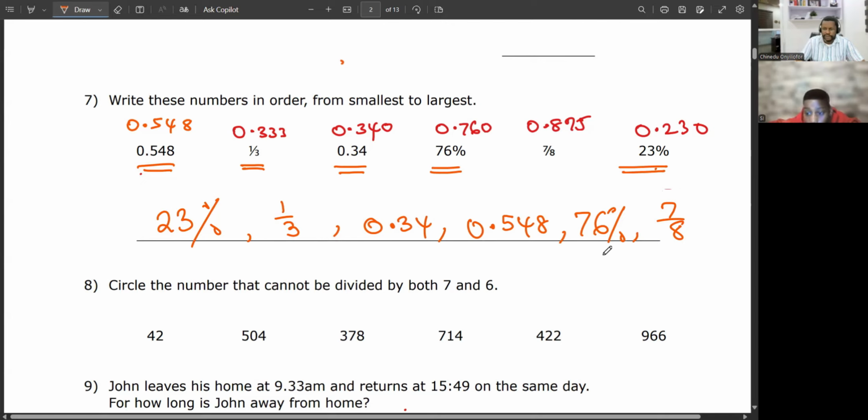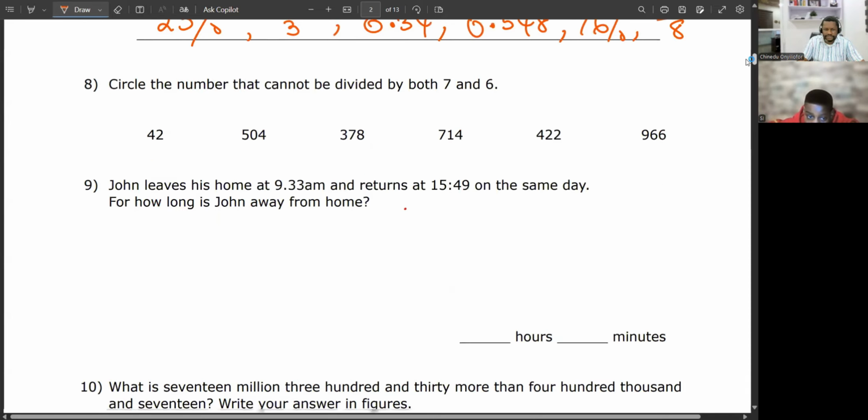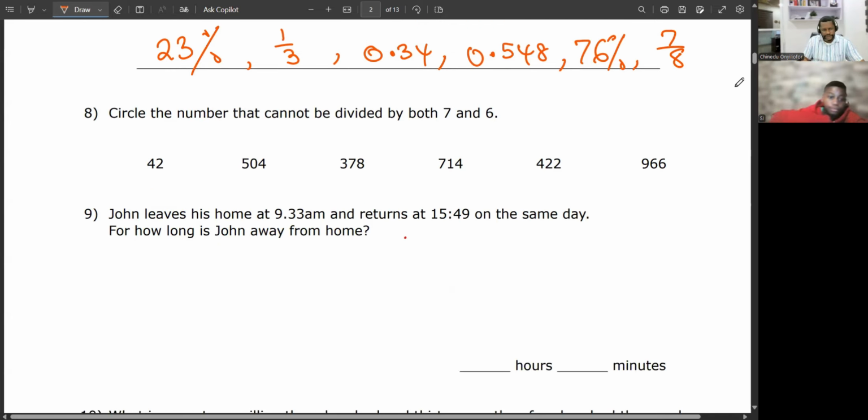Okay, finish that. Okay, number 8. Circle the number that cannot be divided by both 7 and 6. 422. You feel this one? It cannot be divided by 7 and 6.